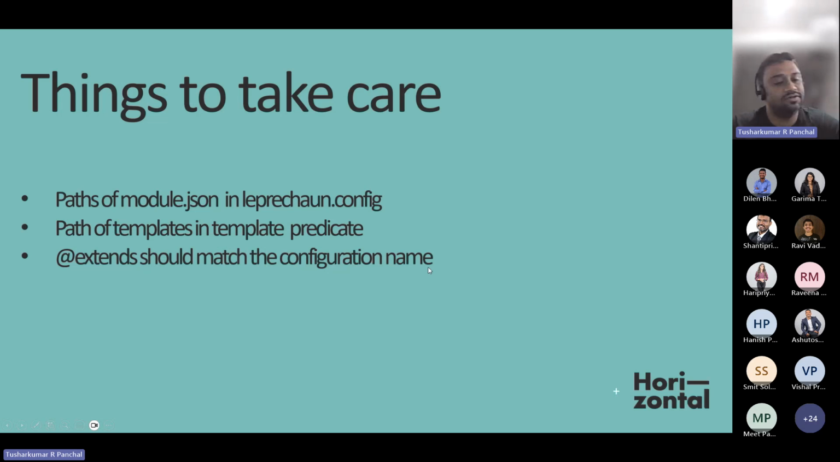As I explained, the configuration name which we have in our Leprechaun config file should match with the extend attribute name inside the module.json config file. That is the thing which we need to keep in mind. So I think I have covered almost everything about the Leprechaun setup and how we can utilize it.